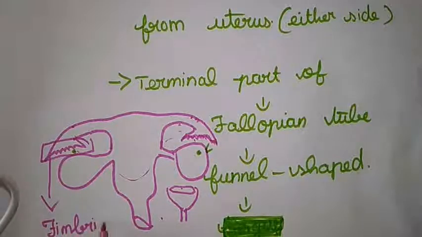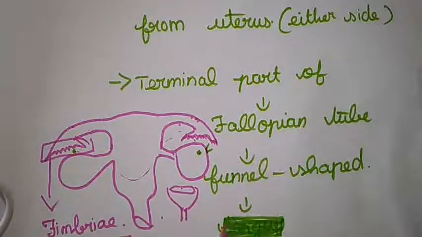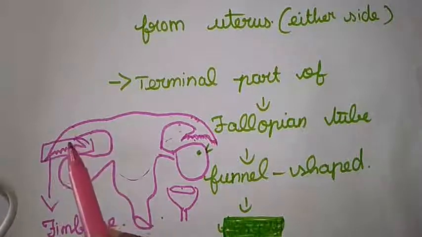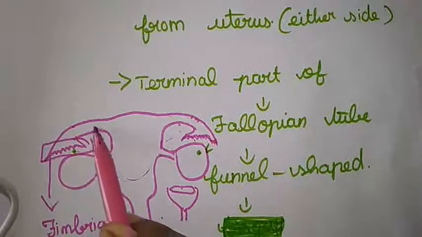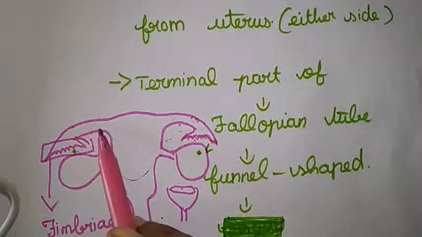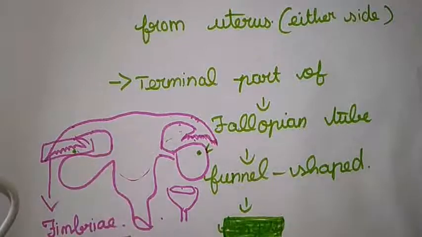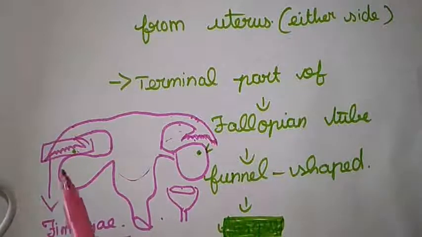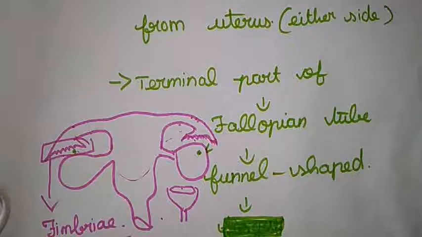Fimbriae. Okay, so they trap the ovum released from the ovary and help the ovum to travel in the fallopian tube. They are helpful for that travel. And not only the fimbriae, they also have the infundibulum, ampulla. Nearly four parts will be there. The first part is the fimbriae. Okay, so that's it for the fallopian tube.